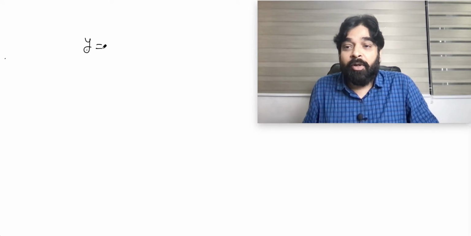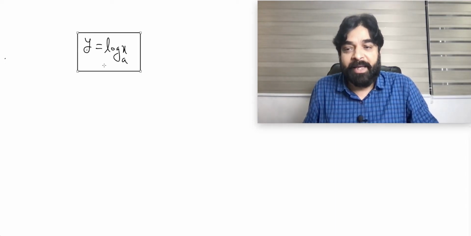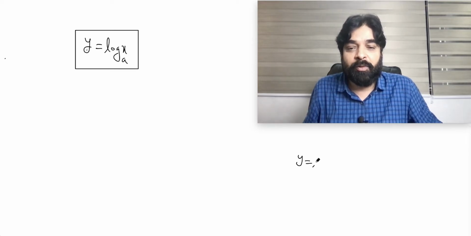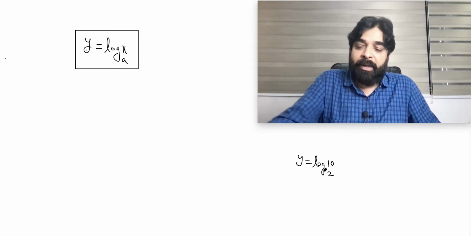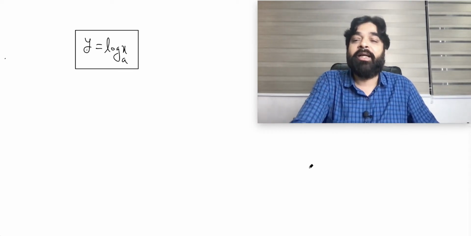Sometimes the computer creates problems. Anyway, we are trying to learn the graph of y equal to log x base a. Remember, the graph of log always depends on the base. This is called the base. Suppose I say y equal to log 10 base 2. So this is the base 2. Understand? Whenever you have to draw the graph of log, always check what exactly the base of the log is.